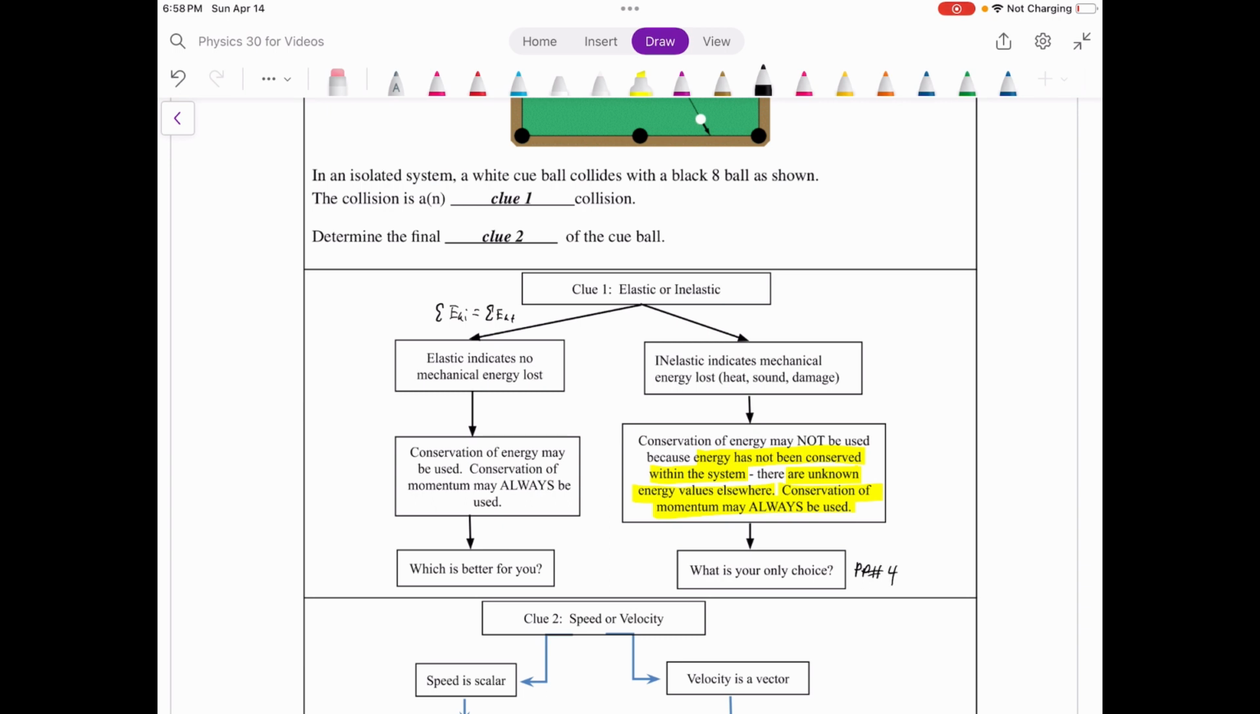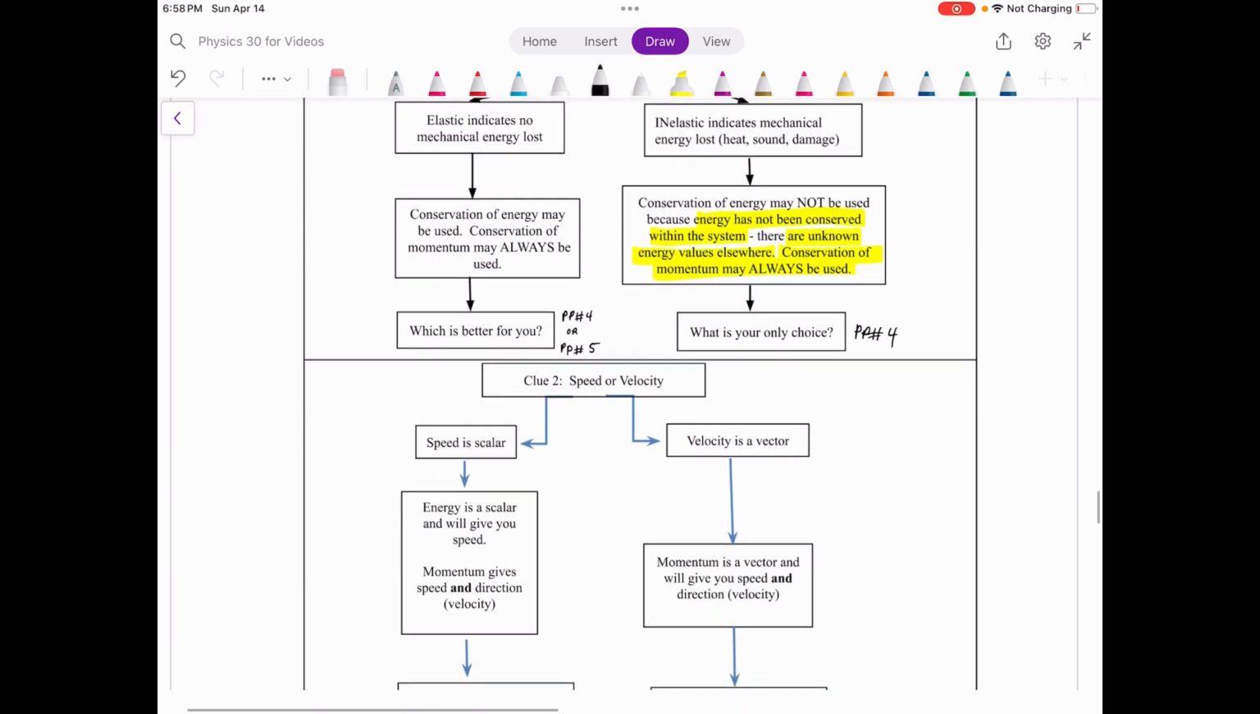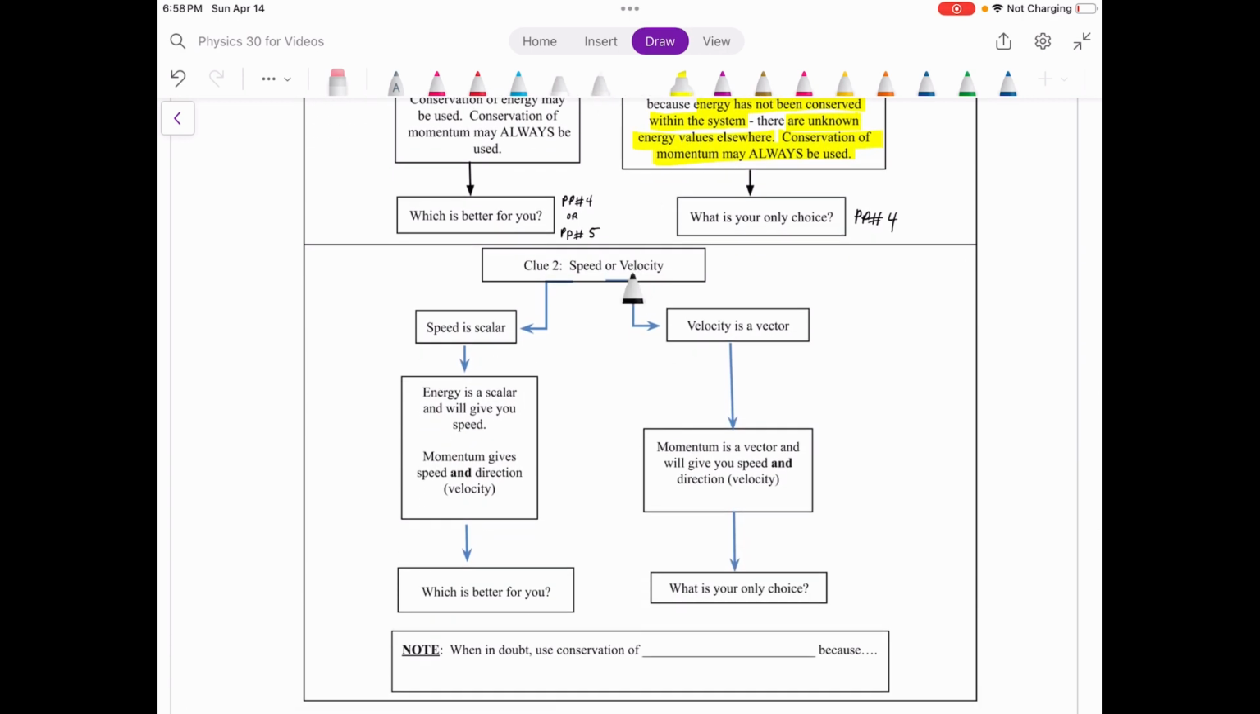In this case, we could have our choice. We could use physics principle number 4, conservation of momentum, or we could use physics principle number 5, which on the back of your formula sheet you'll see is the law of conservation of energy. What about that second word there? Determine the final blank of the cue ball. Well, that would be if we were asked to find the final speed of the cue ball. Speed is a scalar, right? So we don't actually need to know which direction it's moving. We just need to know how fast it's moving, okay?